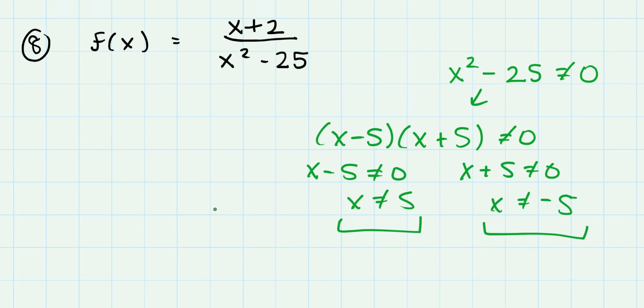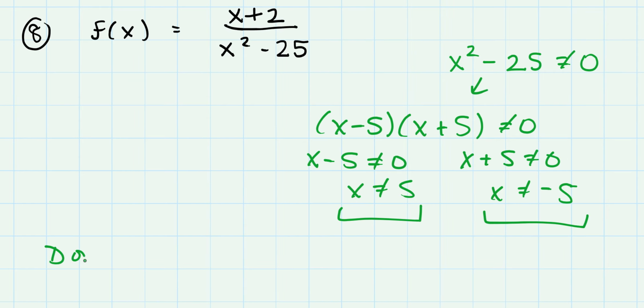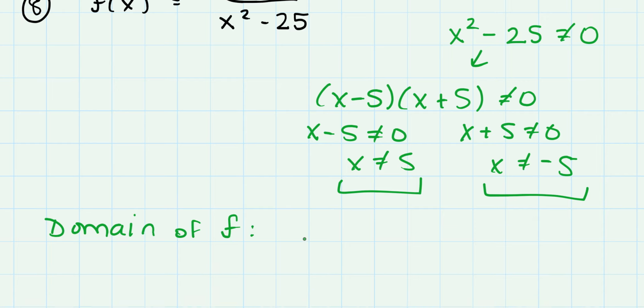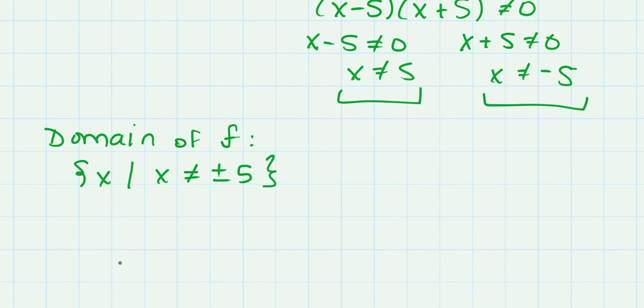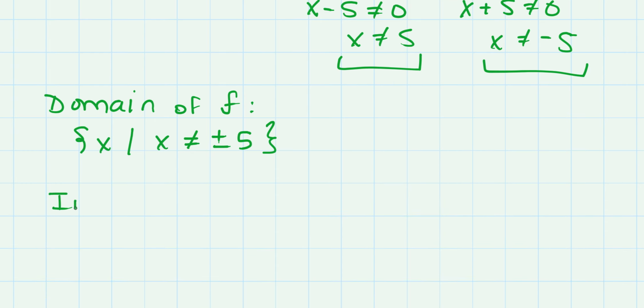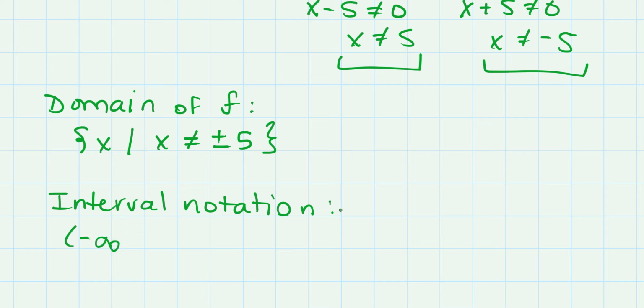Okay, so how can we write the domain? So the domain of f, in set notation, is all the x such that x is not equal to plus or minus 5. But what I'm really concerned about is the interval notation. All right, let's see if we can do this. So we say the smallest number we can be. We can go all the way out to negative infinity. Then we work our way up.